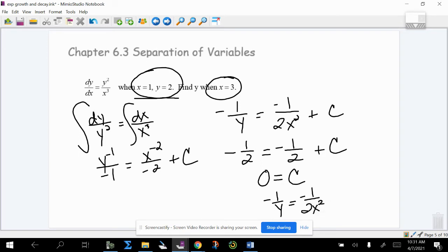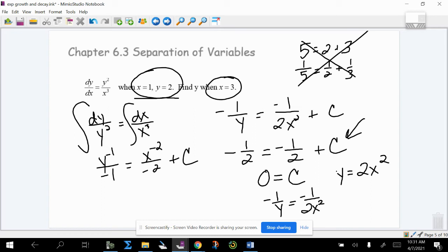Now that it's a proportion, meaning you just have a single fraction on the left side and a single fraction on the right side, it is perfectly acceptable to flip each side. And you can also get rid of the negatives and write your particular solution a little cleaner. You can write it as y equals 2x squared. If you have a C value that is not 0, you can't just do that. You can't take a fraction and just flip. What I mean by that is we can't say that 5 equals 2 plus 3. That does not mean that you can say that 1/5 equals 1/2 plus 1/3. Math doesn't work that way. But once you have a proportion, it is perfectly legal to flip that.